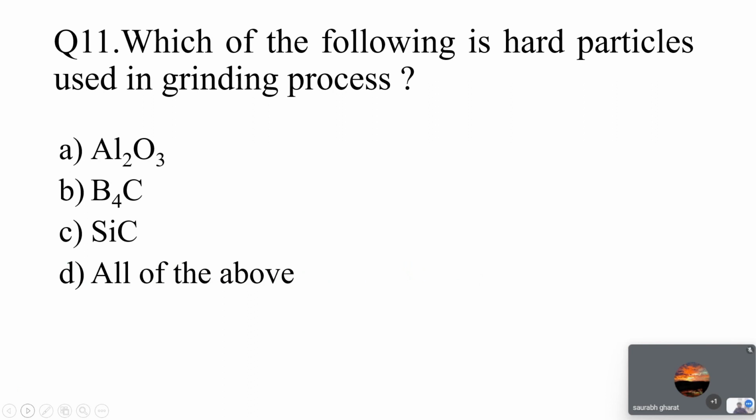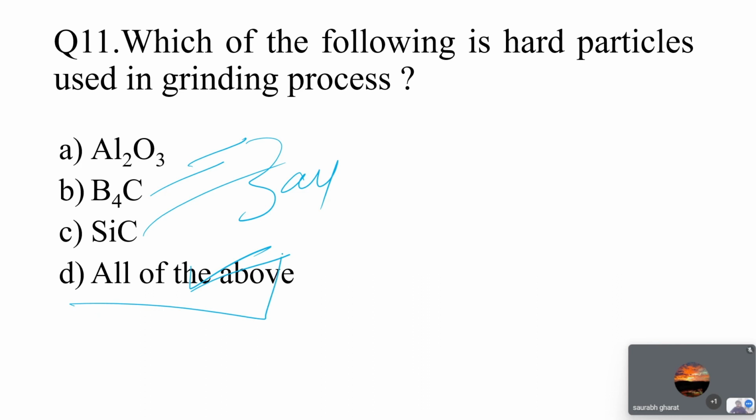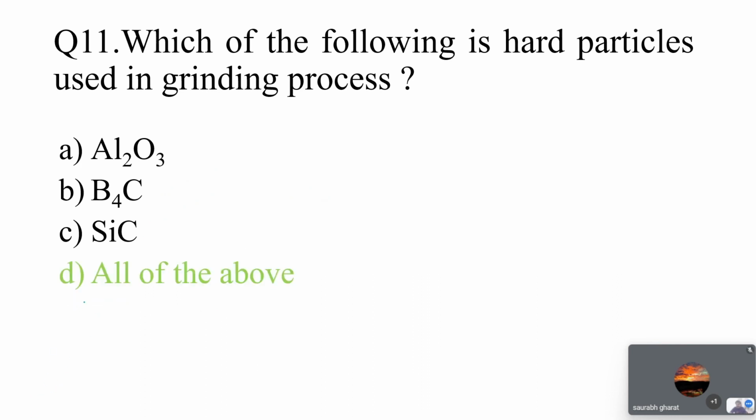Which of the following is a hard particle used in grinding process? So that is a problem that might be is or are. You need to think about it. Okay, so Al2O3 is used, yes, B4C is used, silicon carbide is used. They all are used. So the correct answer is all of the above.